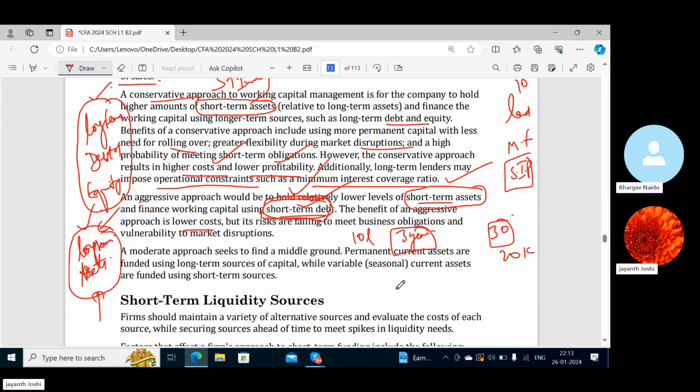30 years, 20K. This is risky. This is more risky, right? Because you have to constantly make the payment of 1 lakh. So the pressure is very high on you, right?